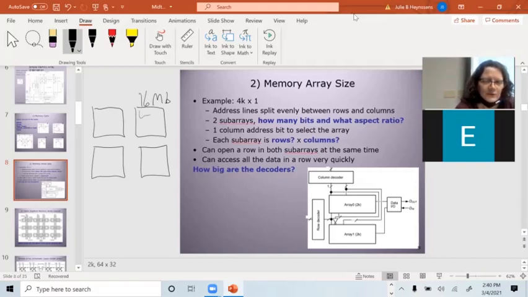Then each one of these has 512 kilobit subarrays, 512K. So to make 16 megabytes, I would need 32 of them, so times 32 subarrays. Now my 512 kilobit subarray, I'm going to draw a big one here. This is my 512 kilobit.